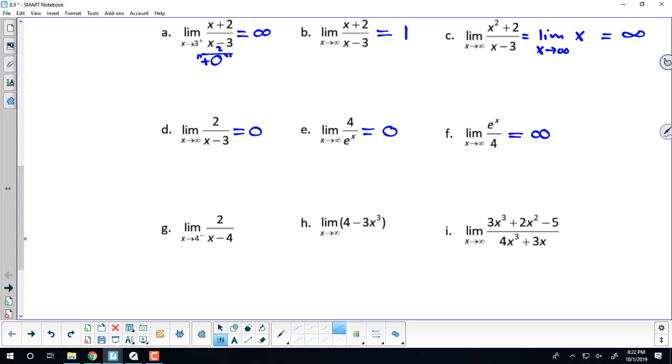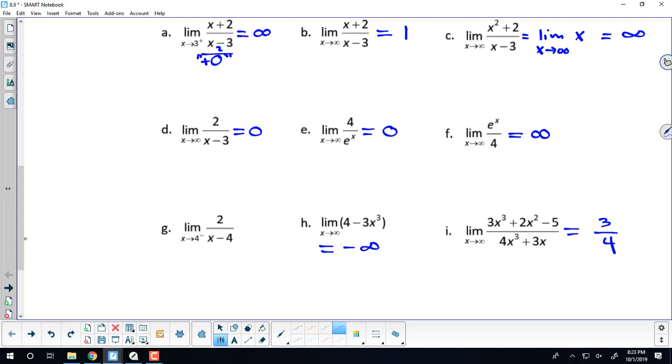Come back to G. H. Negative infinity, because we have negative 3 times infinity cubed. So that's negative infinity. And I? 3/4. I heard 3/4, I heard 1. What do y'all think? 3/4? 1? That's what I heard first. But is it 3/4?